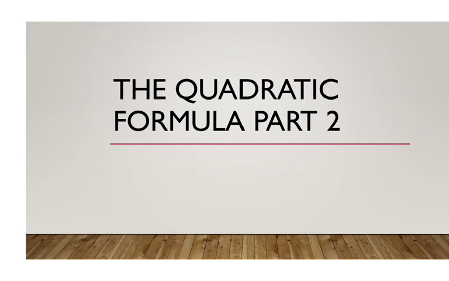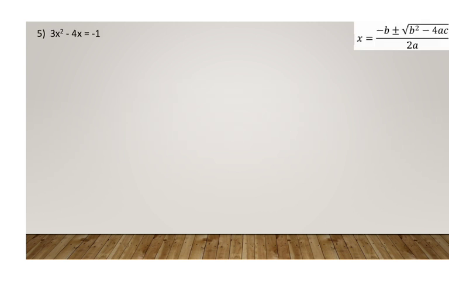Today we're going to look at the second part of the quadratic formula notes. The difference between these and the ones that we did before is that here we're going to get rational numbers as our answers, which just means we're going to be able to take the square roots. So we're going to start the same way we started yesterday.